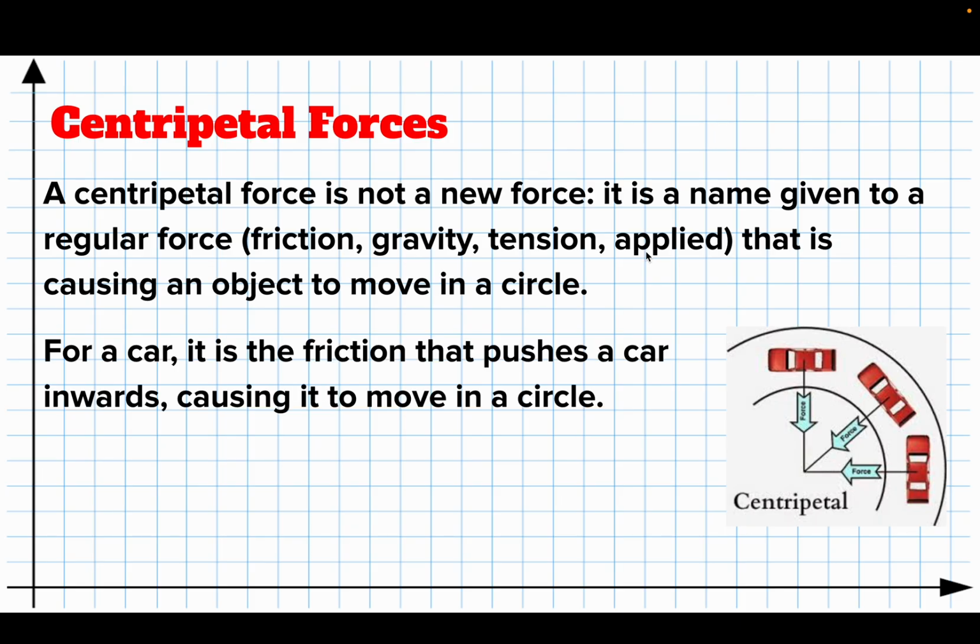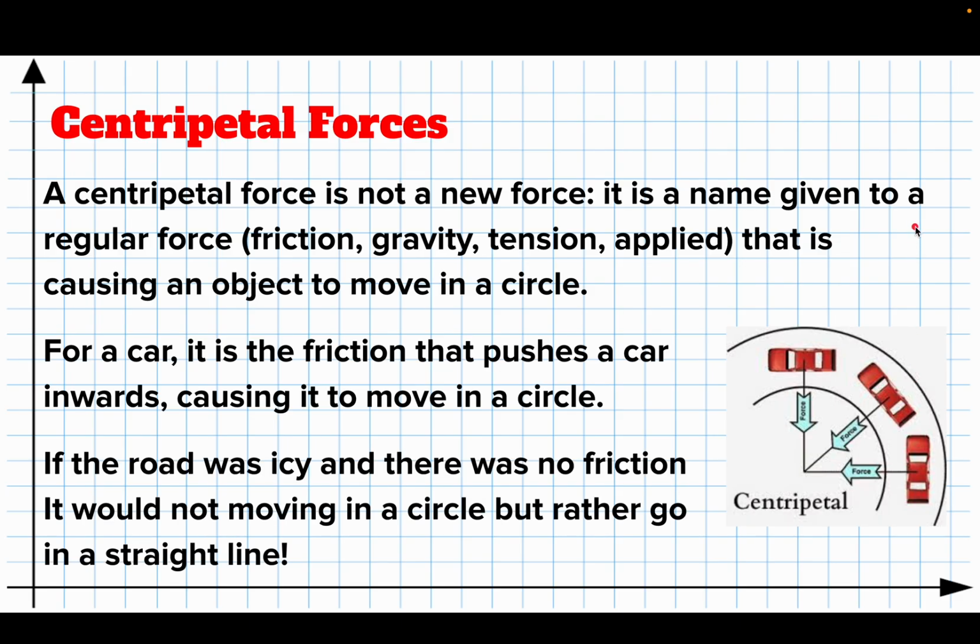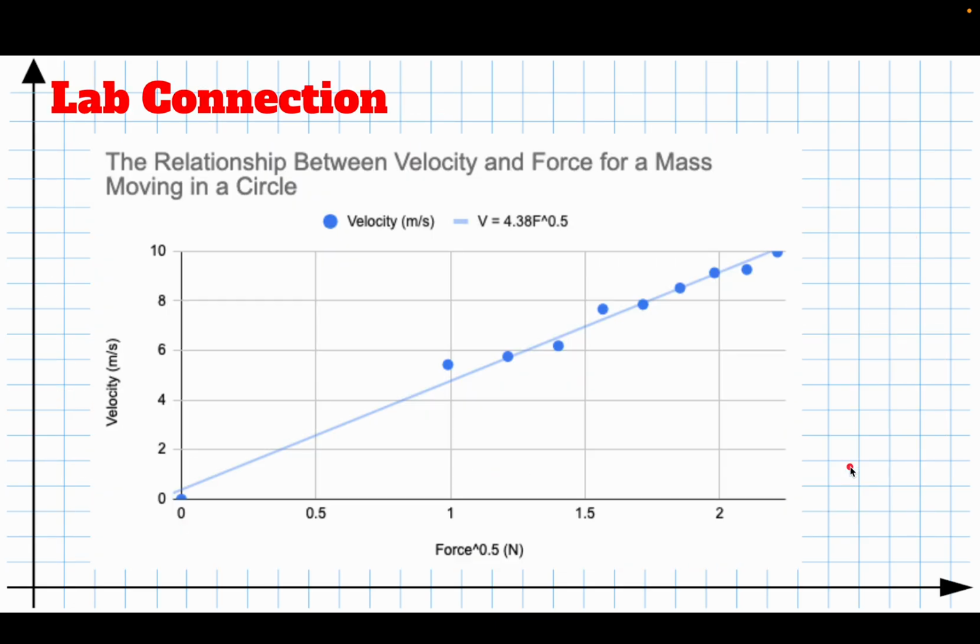So for a car that's moving in a circle, it's the friction that causes the car to move in a circle. So the friction exerts a force perpendicular to the direction it's moving because you turn your wheel slightly. You can imagine that if the road was icy and you had no friction, this car would just continue to go straight. It would follow the path that its inertia is taking it. So the force that the friction exerts is perpendicular to the direction the car is moving.